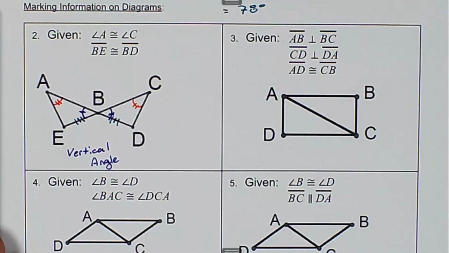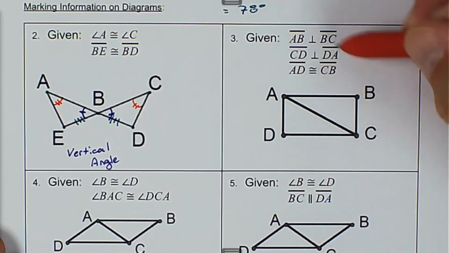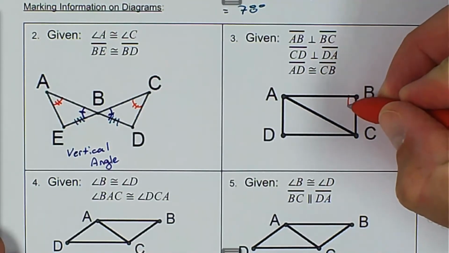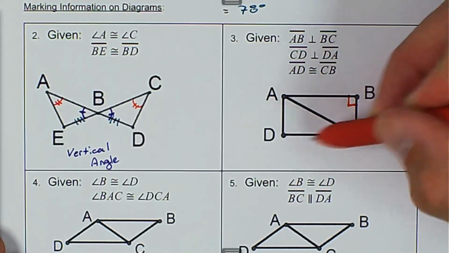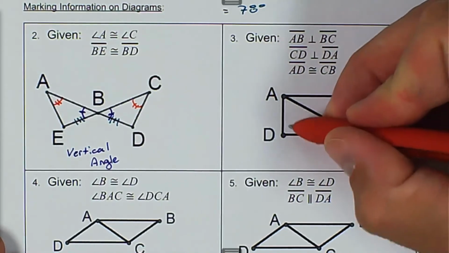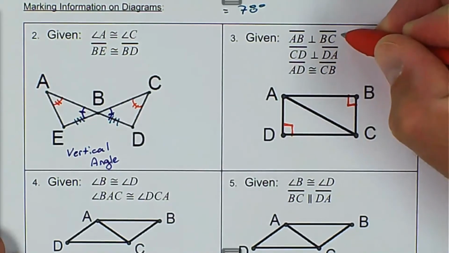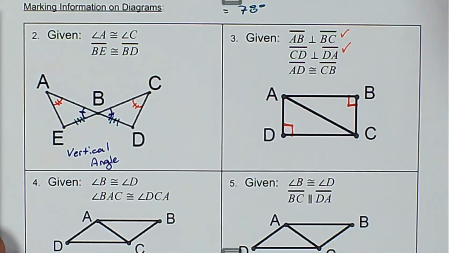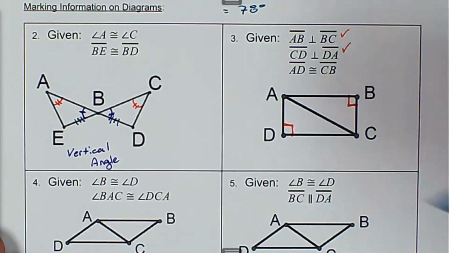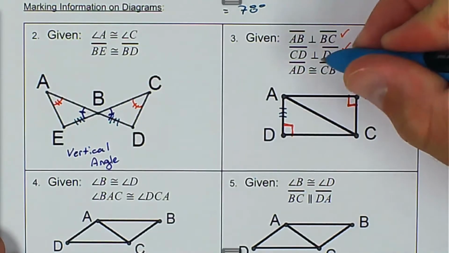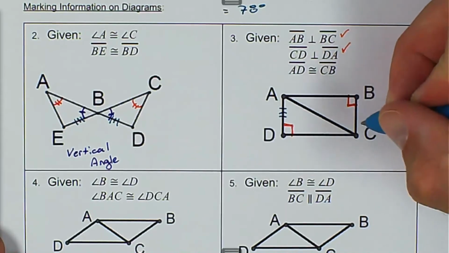Then we will get example 3, and we'll have to mark all these, and it says line segment AB is perpendicular to BC. So perpendicular says I'm going to mark it with that mark there. And line segment CD is perpendicular to line segment DA, so I'm going to mark that as perpendicular. So we did these 2 already. And then it says line segment AD right there. So I'm going to put 3 there, is congruent to line segment CB. So I'm going to put 3 there.